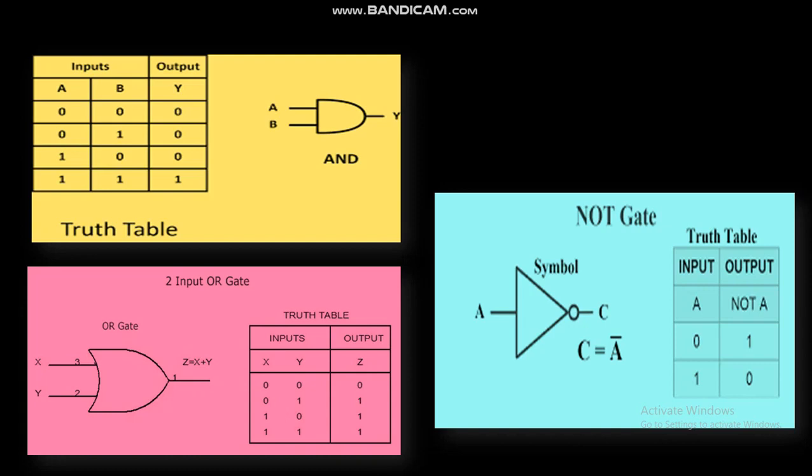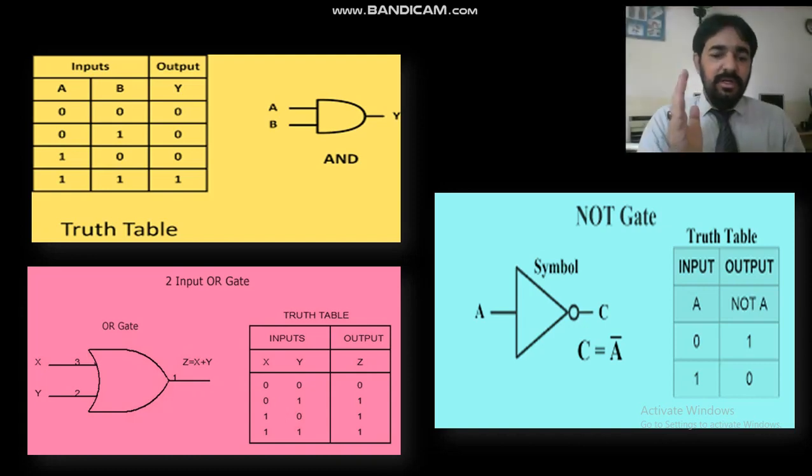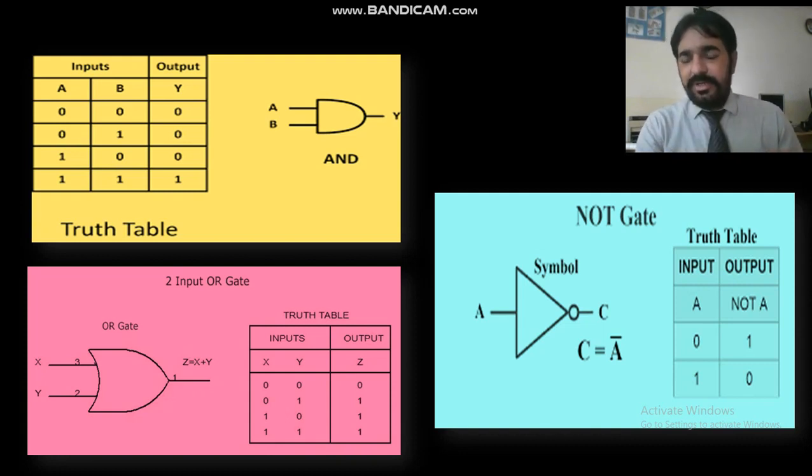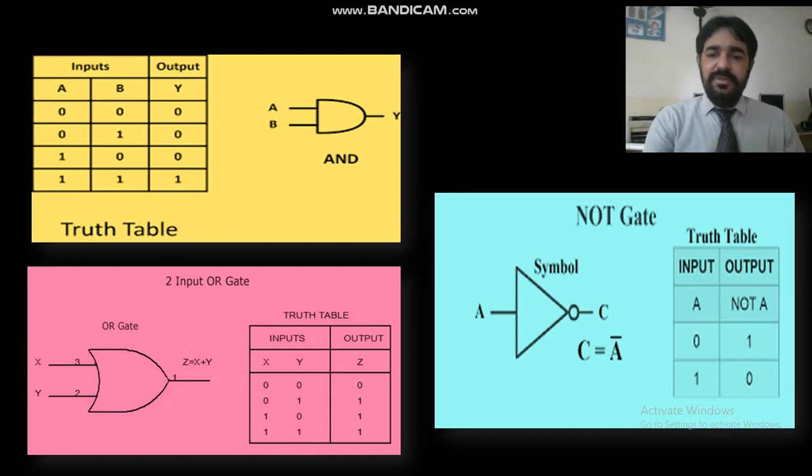In the AND gate we multiply the values, in the OR gate we add the values. 0 0, 0 1, 1 0 and 1 1 equals 1. We add the values. Then we have the last one, the NOT gate. Now the NOT gate has only a single input and single output. A can be true, the output will be not A, meaning not true.